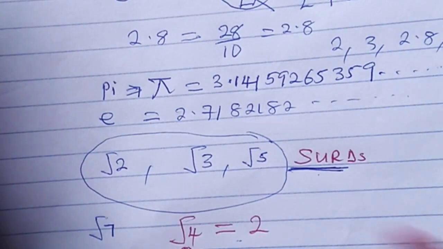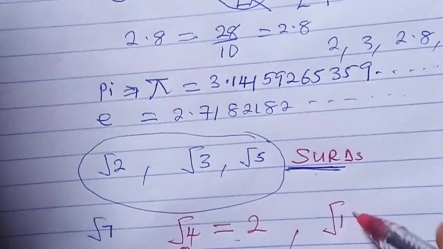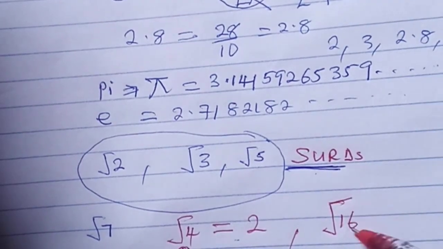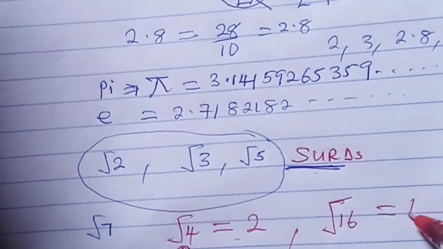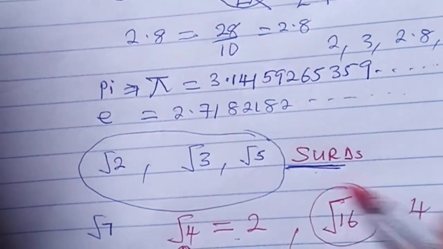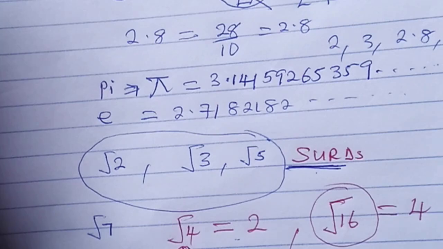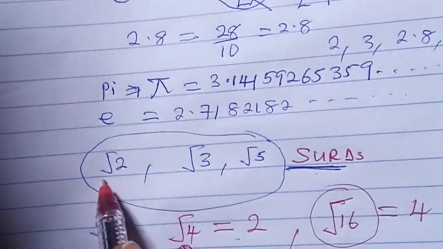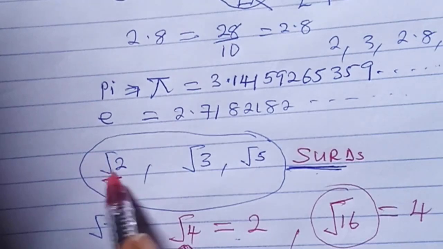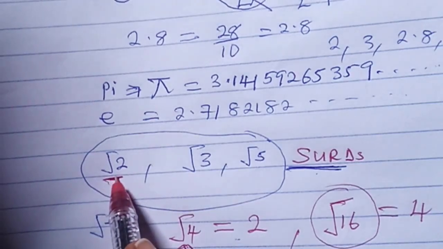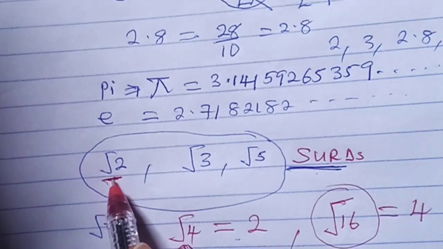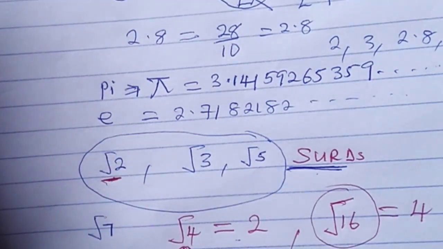All right. Now, another one could be root 16. We know that this is a perfect square. It's going to give us 4. So we cannot call this a surd, because the value can be determined. But like we checked in our calculator, the value of root 2 cannot be determined or expressed as a fraction. You have numbers that keep on repeating and changing. All right. So these are basically what surd are.